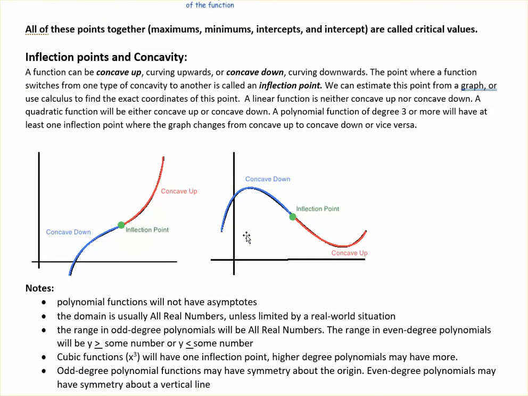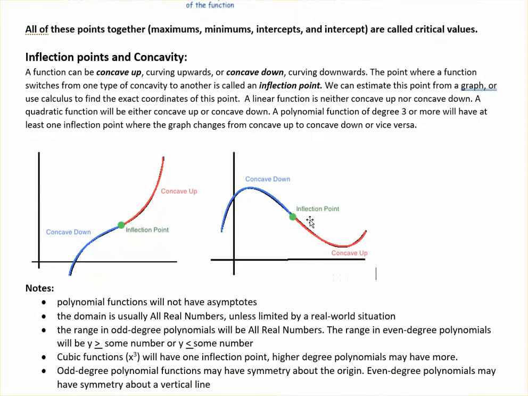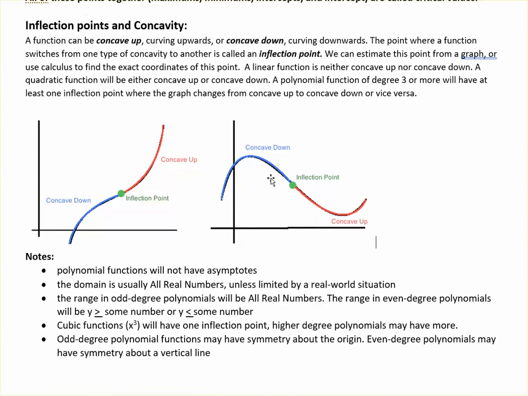And one more thing to talk about. Oh, first of all, if you put the max, minimum, x-intercepts, and y-intercept all together, that's called the critical values. And then I also want to talk about concavity, which is concave up or concave down. It's easier to see in this one here.